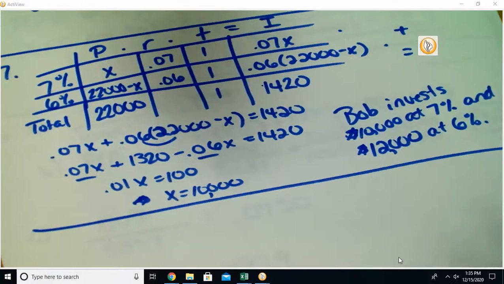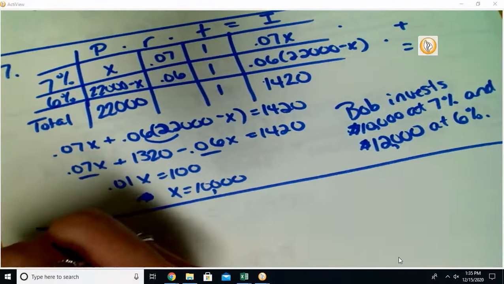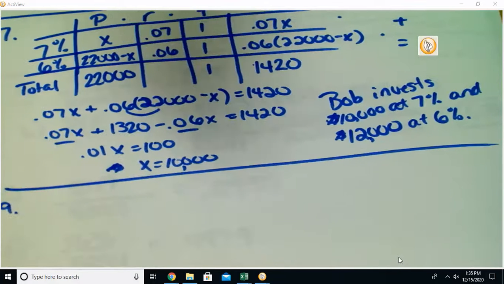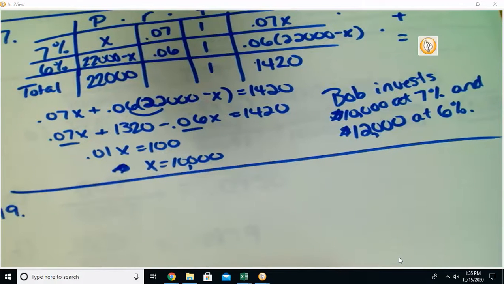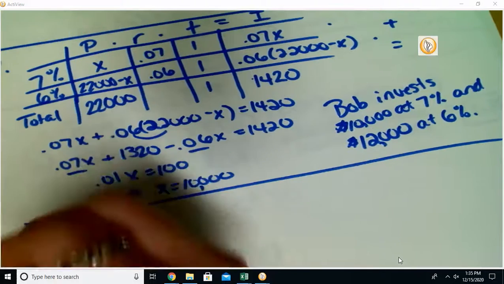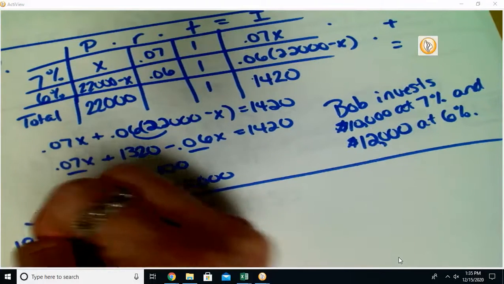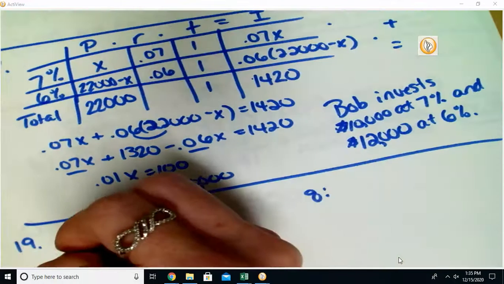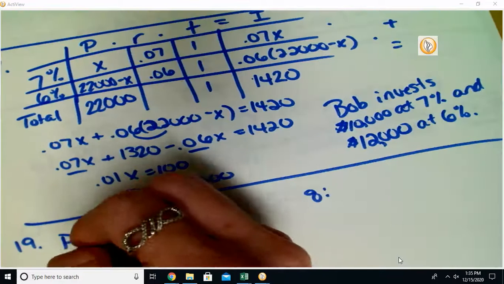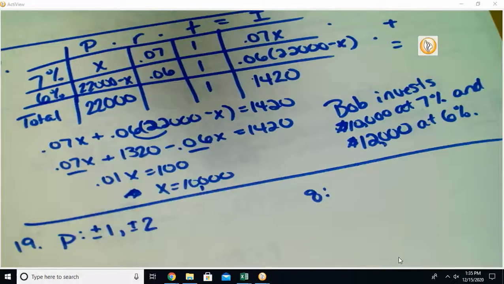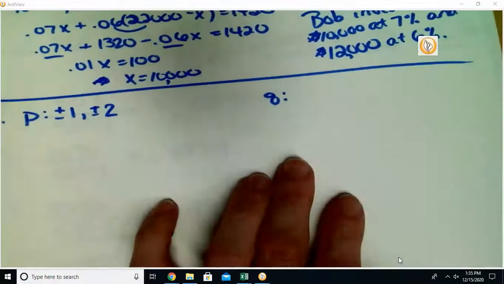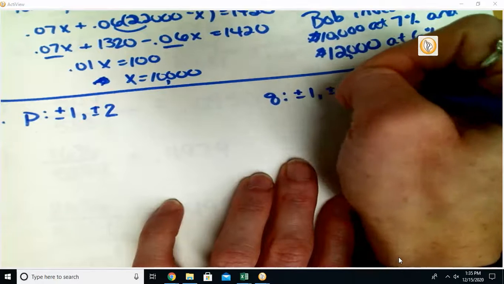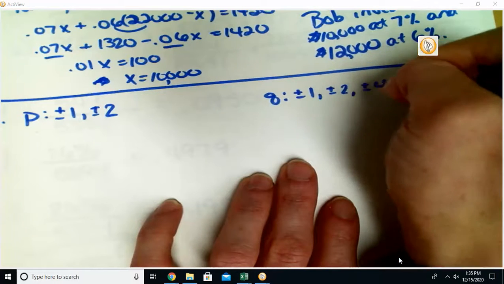Is that one okay? Problem 19. I want the zeros. Okay, so this is where you have to do your P's and Q's. The p's come from your constant, so everything that divides our constant evenly, which would be plus and minus 1, plus and minus 2. Q is from the leading coefficient, which was 4, so everything that divides 4 evenly: plus and minus 1, plus and minus 2, plus and minus 4.